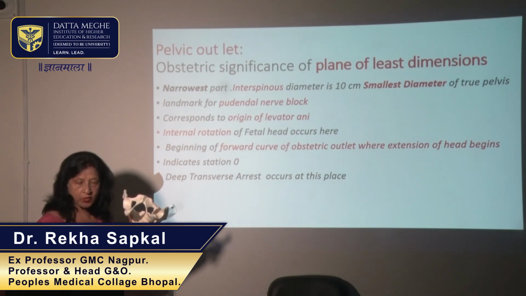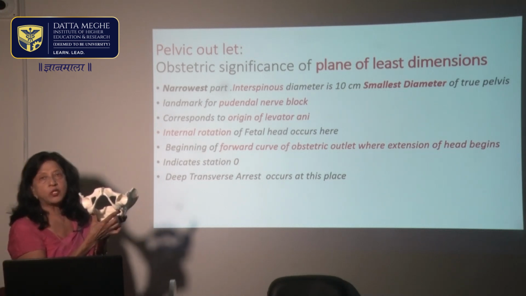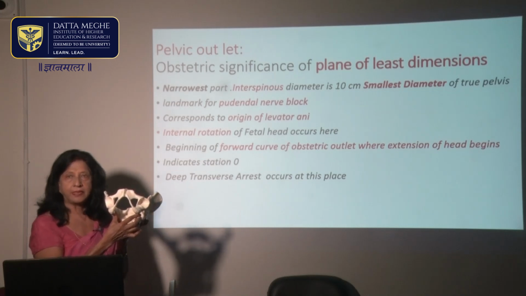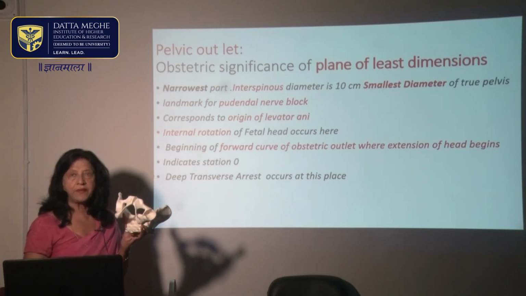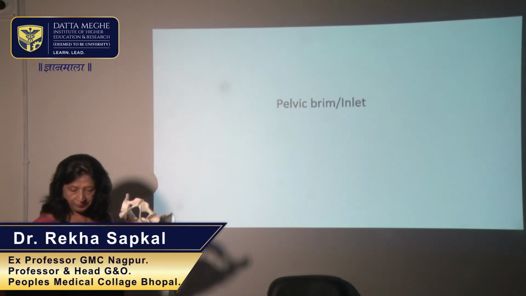This indicates the zero station we have discussed, and deep transverse arrest occurs at this level if the distance between the two ischial spines is less than 10 centimeters. So, that is the significance of the least pelvic dimension in labor.